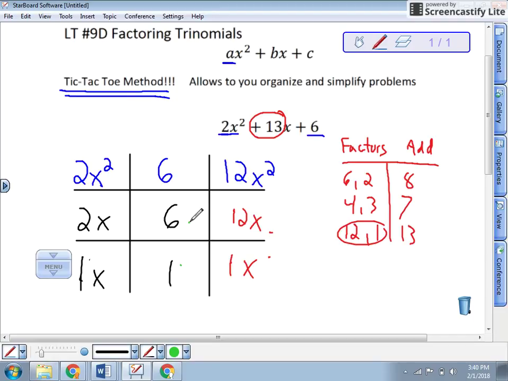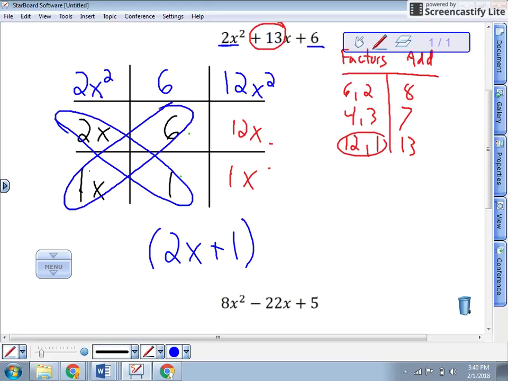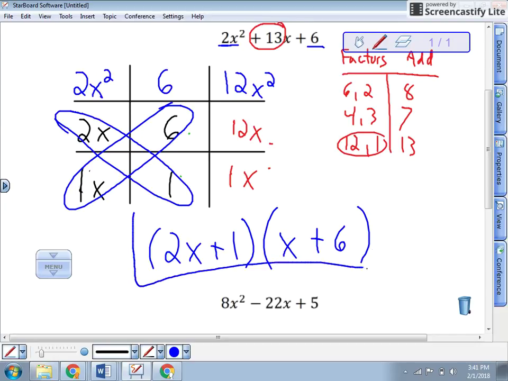Well, our answer will always be, this number will be one of our factors. So our final answer is going to be parentheses 2x, and that's a positive 1, so I'm going to put plus 1. And then my other factor right there, 1x, so I can just put x, and then it's a plus 6. Again, if it was a minus sign, I'd put minus. And then if you want to check, you could FOIL that back out, and you'll get back to your original problem. But that's how you use the tic-tac-toe method.